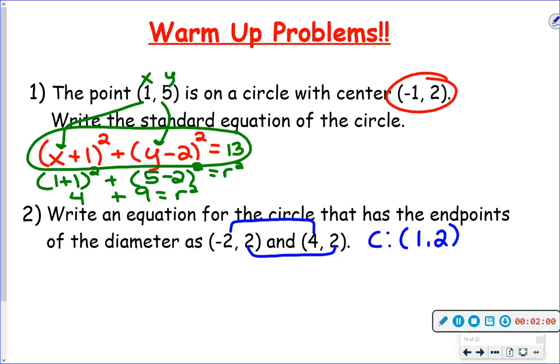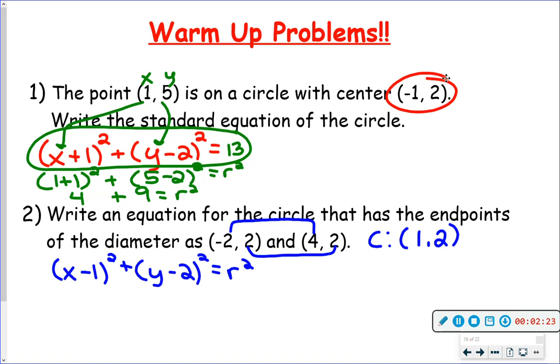Got the center. Now, just like the last one, I'm going to set it up. I'm going to start with the center. X coordinate's 1, so I change it to a minus. Y coordinate 2, change to a minus. And we're going to figure out the r squared. Devin? -2 plus 4 is not 1, it's 2. Right, but then you have to divide by 2 because you're averaging. So 2 over 2.